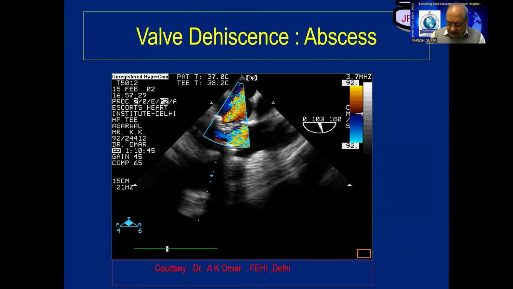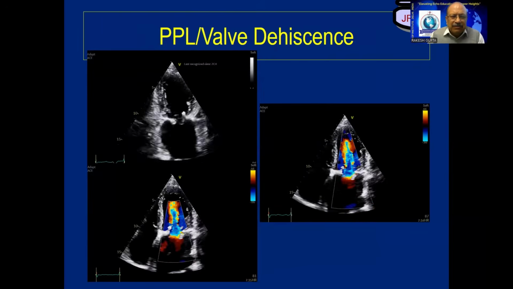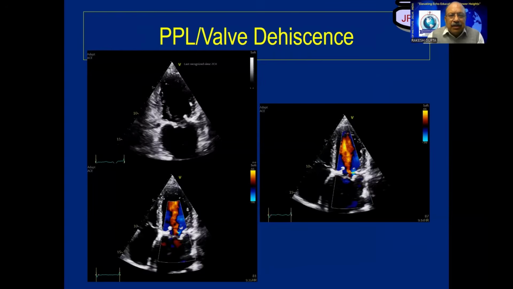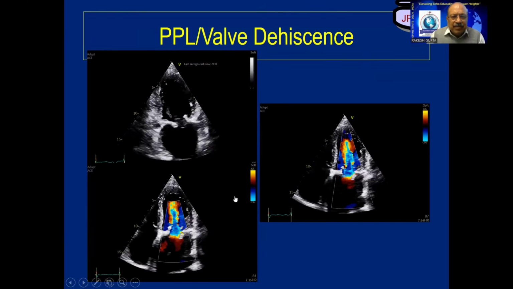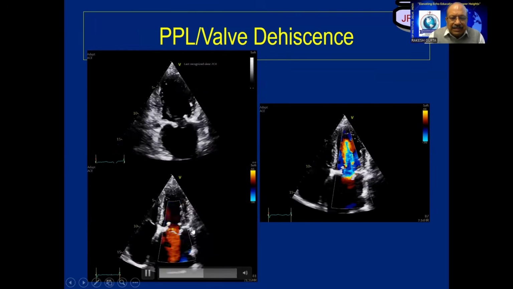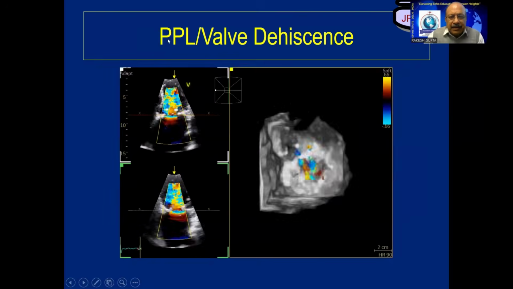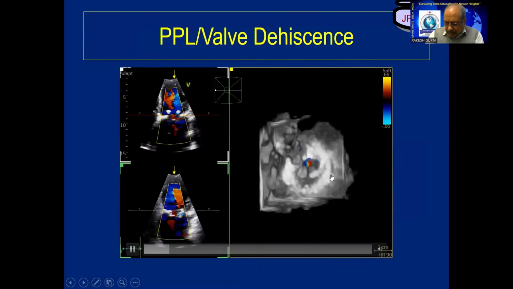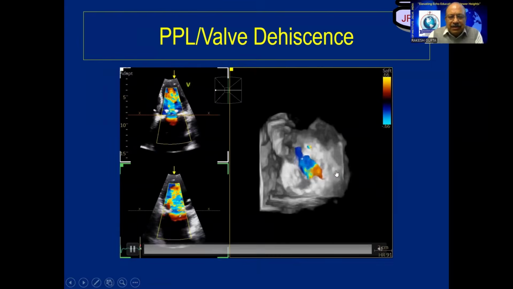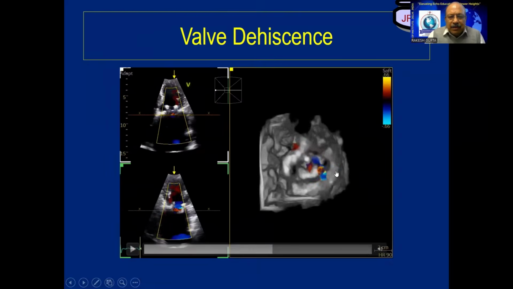Then valve dehiscence. We are not going to talk about valve dehiscence at the present moment. Now, this is valve dehiscence in a prosthetic mitral valve. Let me just play it for you. The regurgitation jet is happening outside the leaflets. And this is a three-dimensional picture. This is just to show clarity. I'll try to hold this. Look, this is the valve. Here's the leaflet from outside. It's just leaking.